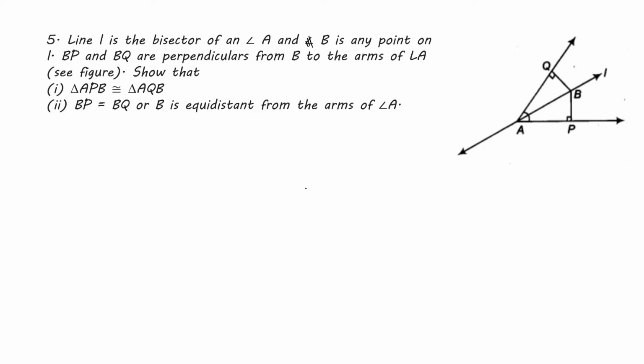Question 5. Line L is the bisector of an angle A and B is any point on L. BP and BQ are perpendiculars from B to the arms of angle A. Show that triangle ABP is congruent to triangle AQB and BP equals BQ, or B is equidistant from the arms of angle A. Equidistance means equal distance. Now first let's prove that triangle ABP is congruent to triangle AQB.